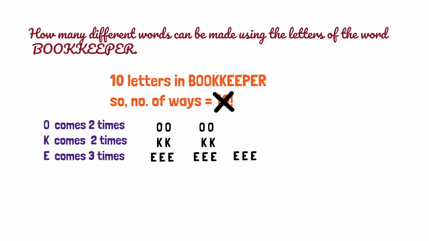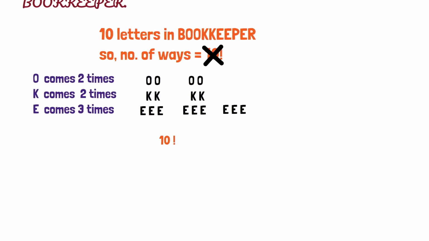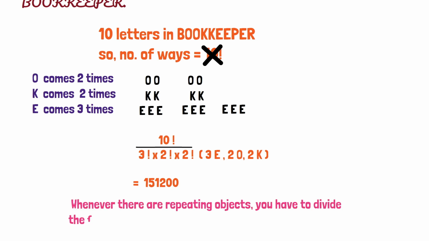Now we need to exclude the identical letter factorial from the distinct letter factorial. In this case, we need to divide 10 factorial by the identical letter factorials. Yes, 3 factorial for 3 E, 2 factorial for 2 O and 2 factorial for 2 K. Now the answer is 151200. Wherever there are repeating objects, you have to divide by the factorial of their frequency to get the final answer.